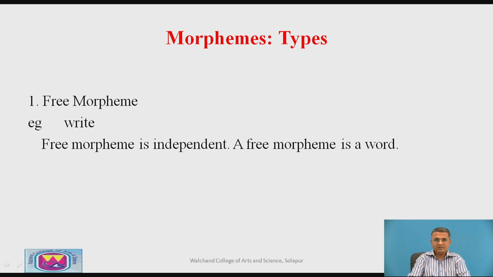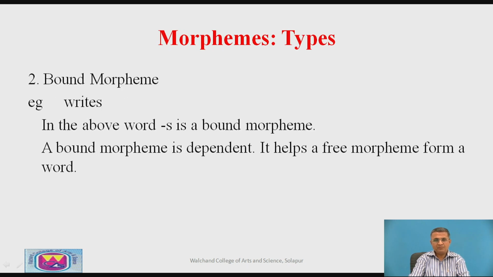Now we will have a look at what a free morpheme is all about. We have an example, write. Free morpheme is independent. It means a free morpheme has an independent existence, it has an independent meaning, and it has an independent function as well. A free morpheme obviously is a word.